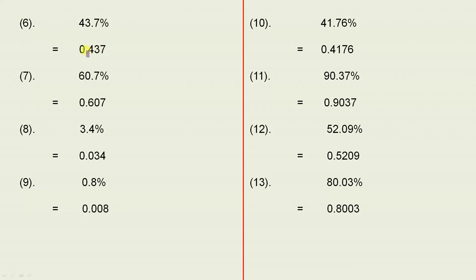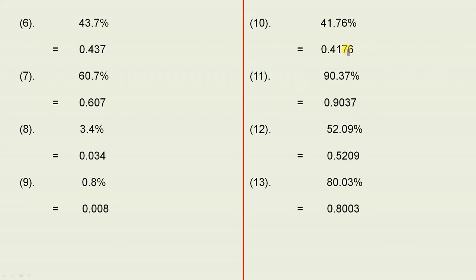43.7%. That's the answer when you move the decimal point 2 places to the left. Very straightforward. 60.7%. That's the answer. So in each of the cases, move the decimal point 2 places to the left, put a 0 in front. 3.4%. Move the decimal point 2 places to the left, so we need to insert an extra 0. 0.8%. Same thing. The decimal point was here, to the left of the 8, 1, 2. So that's the answer.